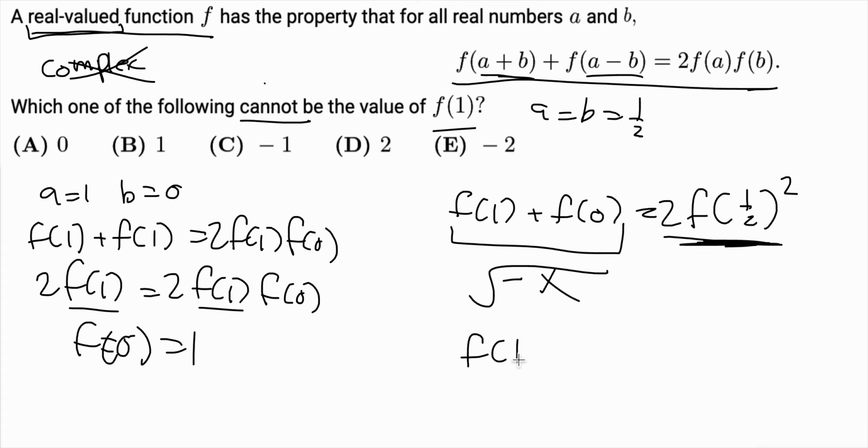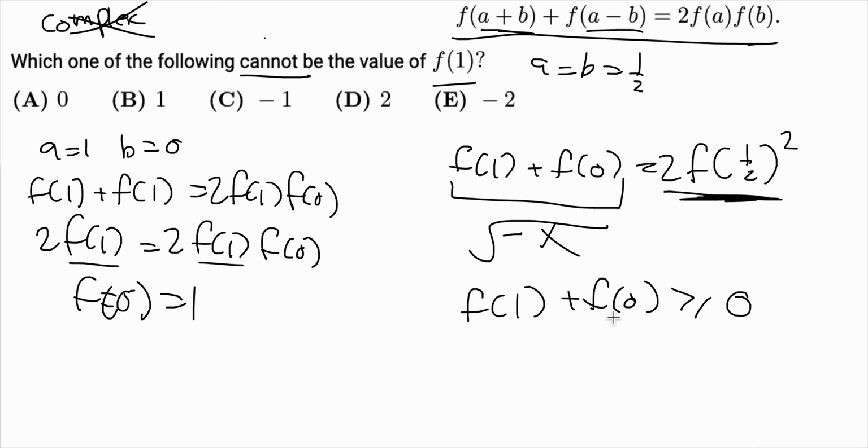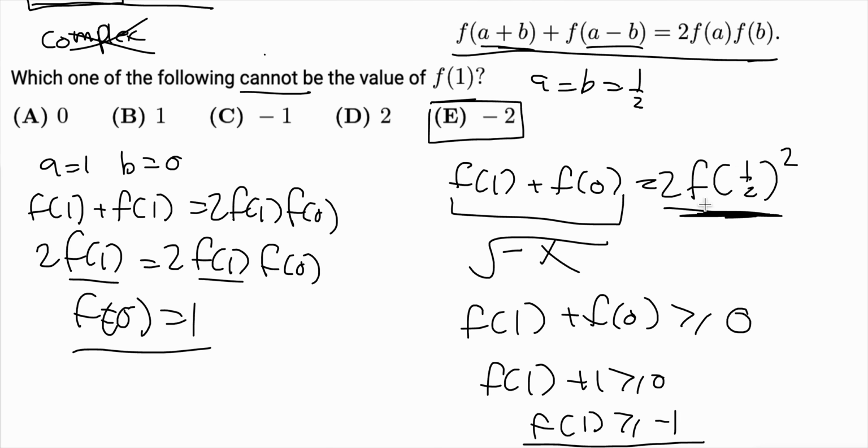So we have the inequality that f of 1 plus f of 0 is greater than or equal to 0. We know f of 0 is 1, so let's just plug that in. f of 1 plus 1 is greater than or equal to 0, so f of 1 is greater than or equal to negative 1. So which of the following does not satisfy f of 1 greater than or equal to negative 1? Negative 2. And so that is the answer, because it cannot be f of 1, or else we get that f of 1 plus f of 0 is negative, so f of 1 half would have to be a complex number.